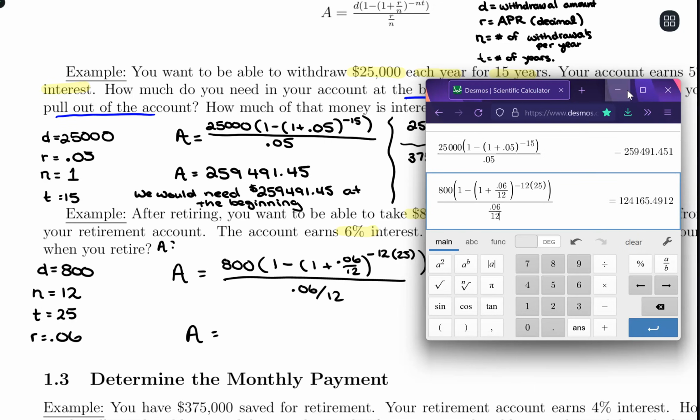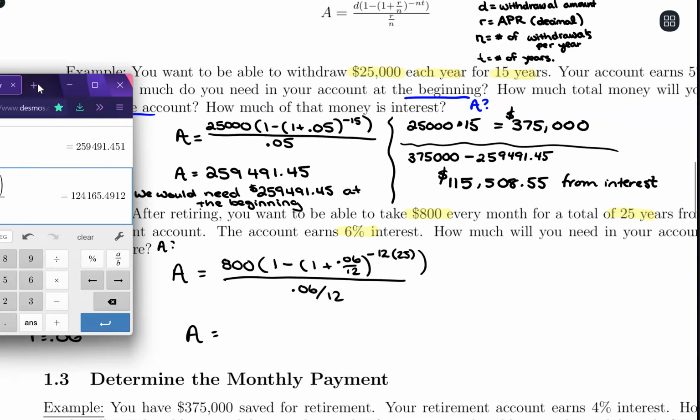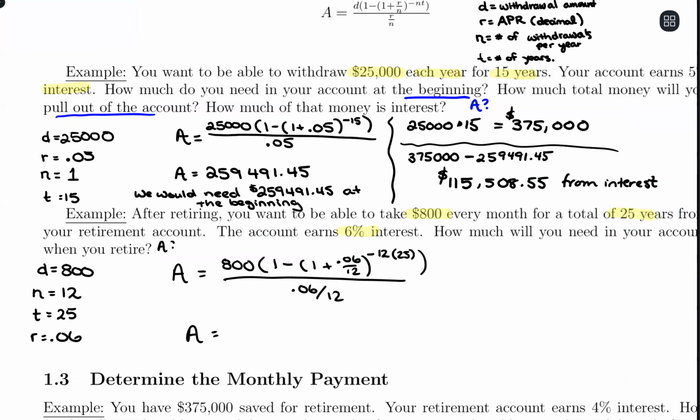So $124,165.49. All right. So we would need $124,165.49 when we retire if we want to be able to take out $800 every month for a total of 25 years if we're getting that 6% from interest.